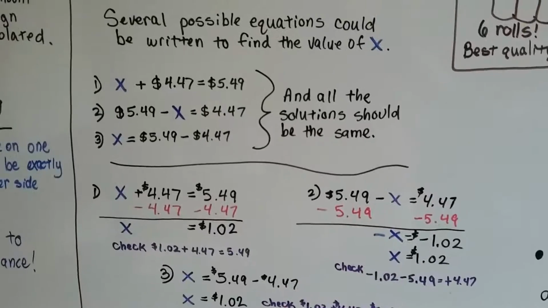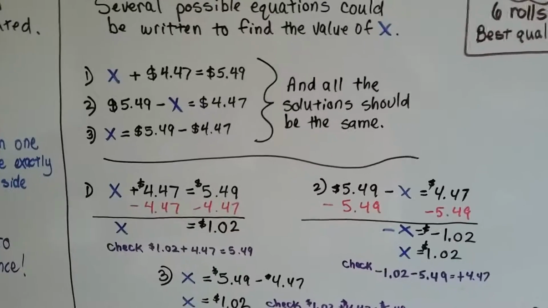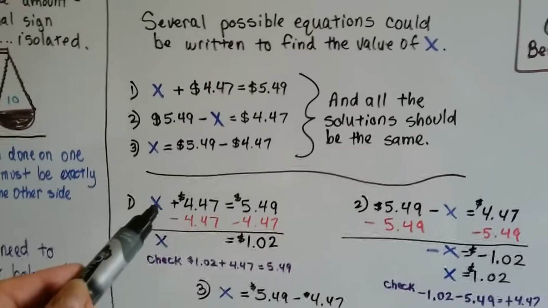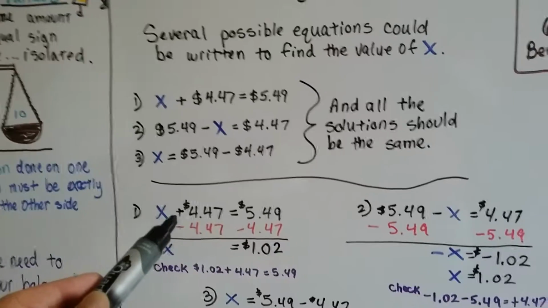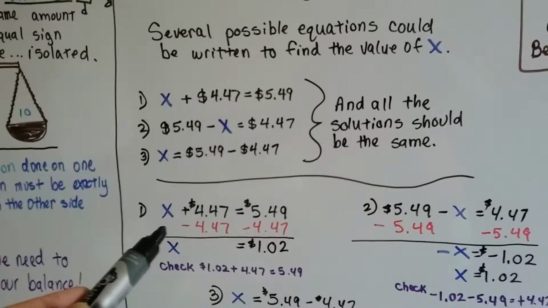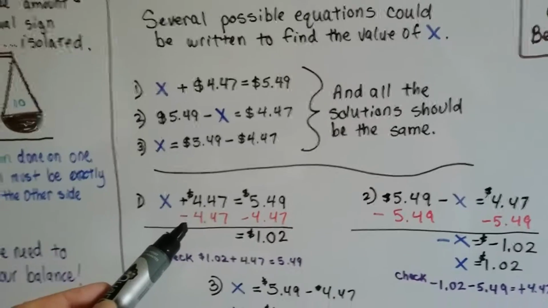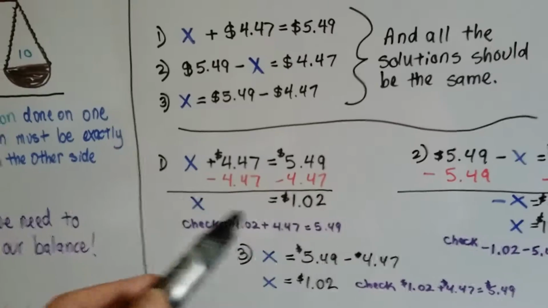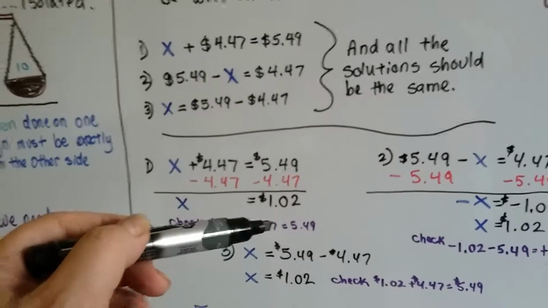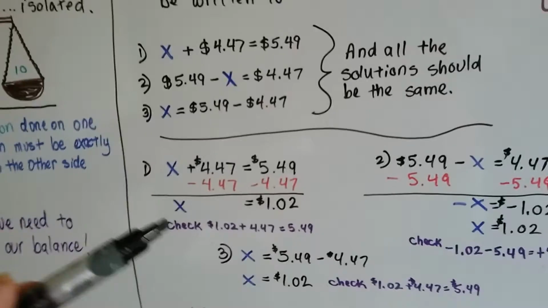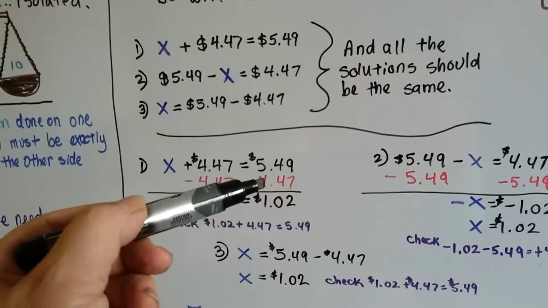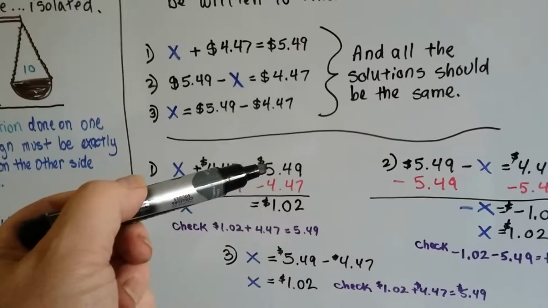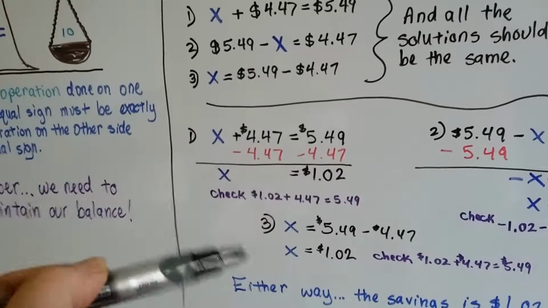So if we're looking at number 1, we've got x plus 4.47 is going to equal the 5.49 here. So because we're using our unknown as an addend, we have plus 4.47, and the opposite of it, our inverse, is going to be subtraction. So we've got subtract 4.47, and we do that to each side, and we get x is equal to $1.02. To check it, we go right back straight up from where we came. We've got $1.02, and we add 4.47, and we get the 5.49, okay?